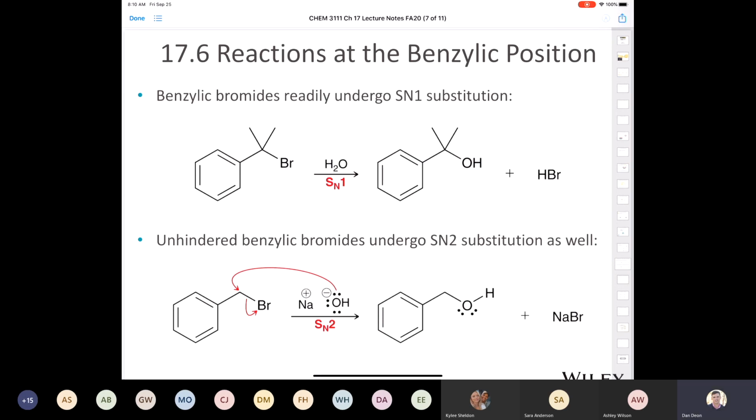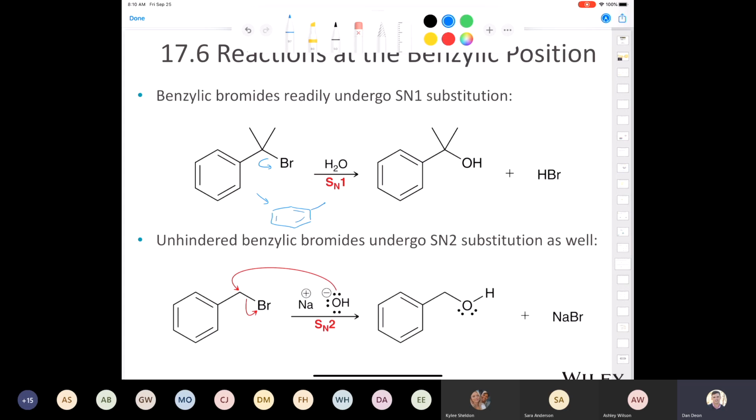In the first step of this mechanism, you'd have the loss of the leaving group like that. It doesn't go through the whole mechanism in the book, and I'm not going to go through all the details with you, but you would end up with this carbocation, which of course is resonance stabilized, and then water's going to come in. So that's a solvolysis reaction.